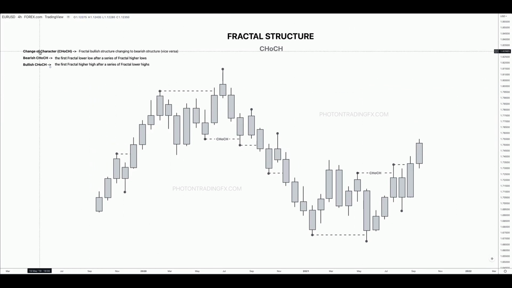So change of character, CHOCH, is the fractal bullish structure changing to bearish structure, and vice versa. All that means is fractal bullish structure shifting to bearish, i.e. the trend change. So what do we have here? All of these candles break the previous candle's high, then this next candle fails to do so, so we pull back. Then we continue that move, and we get that bullish fractal continuation.